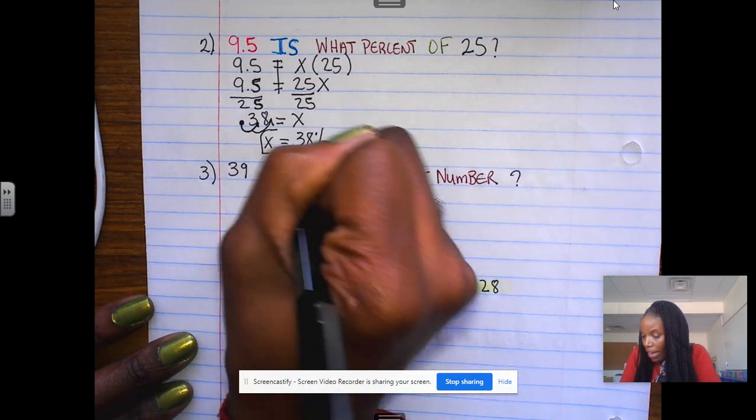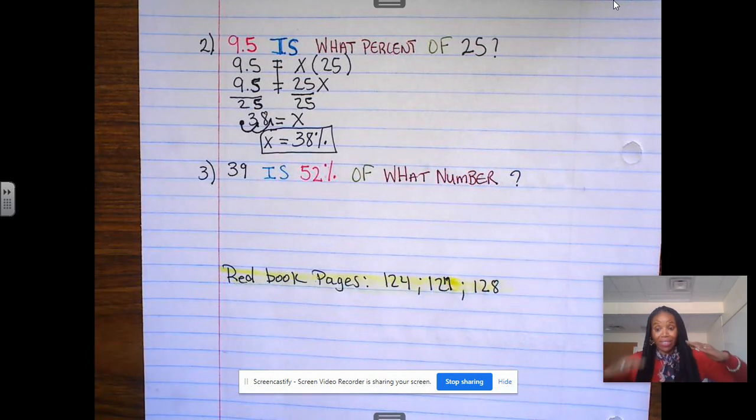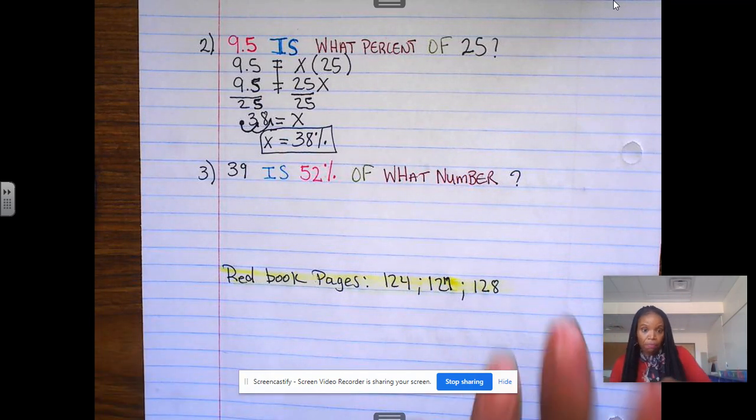And if you notice, I wrote my x first this time. If you'd kept your x on the other side, it does not matter. It's like a seesaw. It's balanced. So I can flip it and my answer will still be the same. I can switch it and my answer will still be the same, okay?